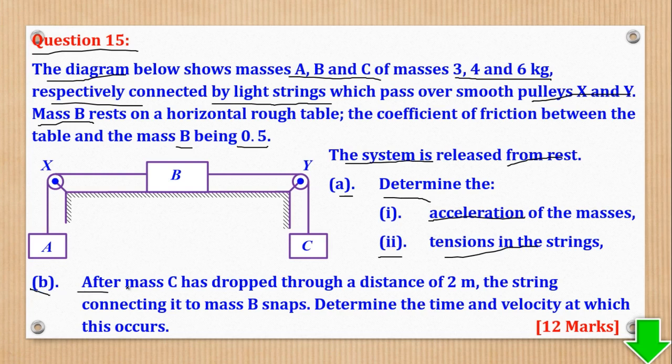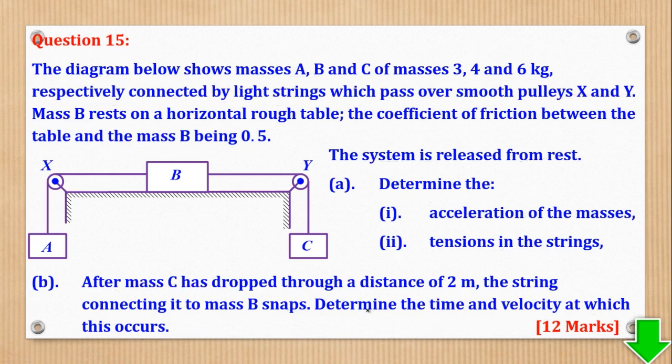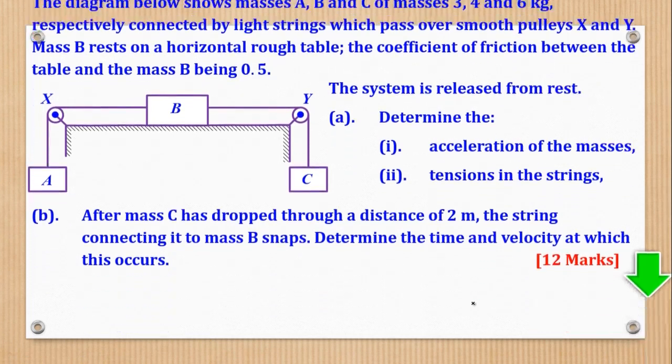Part B, after mass C has dropped through a distance of 2 meters, the string connecting it to mass B snaps. Determine the time and velocity at which this occurs. So yeah, we need to redraw the diagram and we show the forces acting.